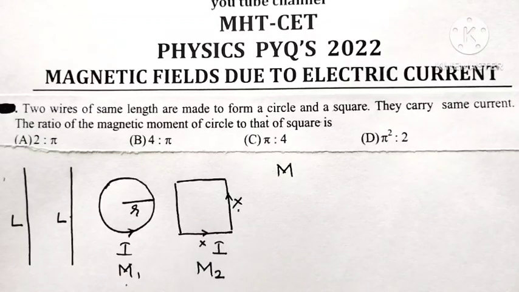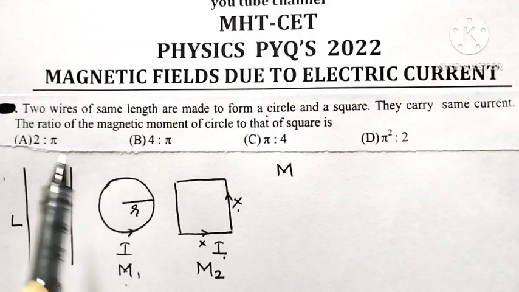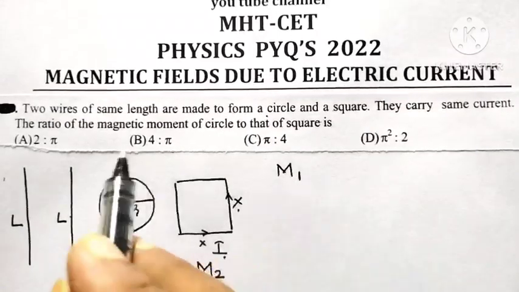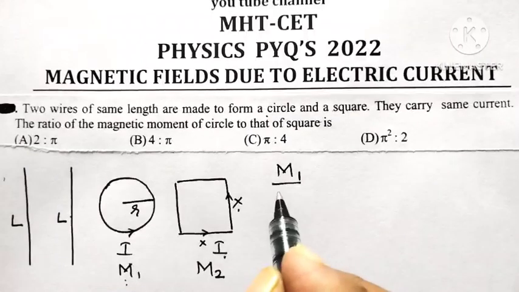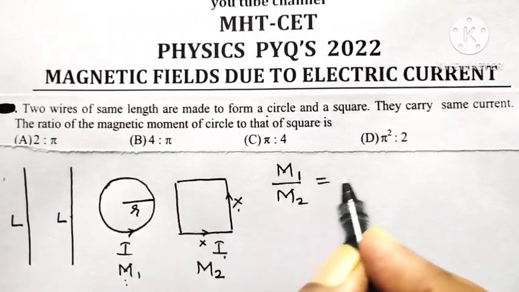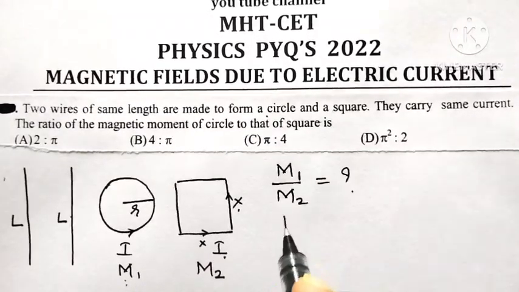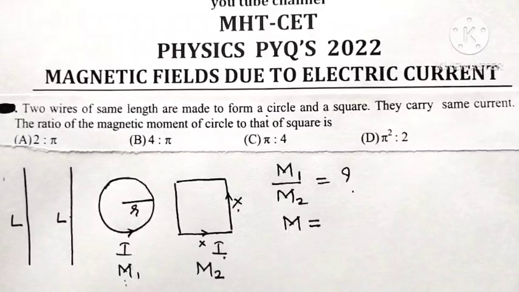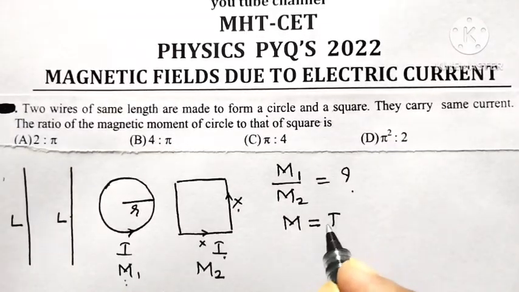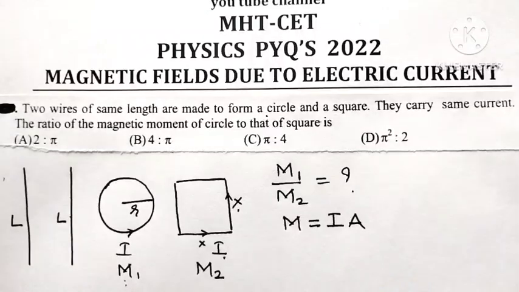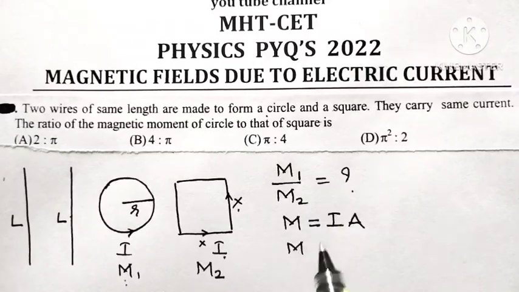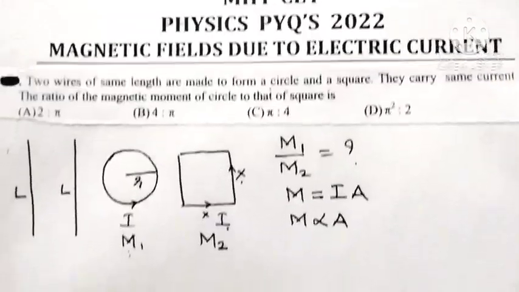Let x be the length of each side of the square. It also carries the same current I, and let its magnetic moment be m2. So here we have to find the ratio of the magnetic moment of the circle m1 to that of the square m2. So m1 upon m2 equals question mark. Now we know the magnetic moment of a coil is equal to the current flowing through that coil multiplied by its area. Because here the circle and square carry the same current, their magnetic moment is directly proportional to area.